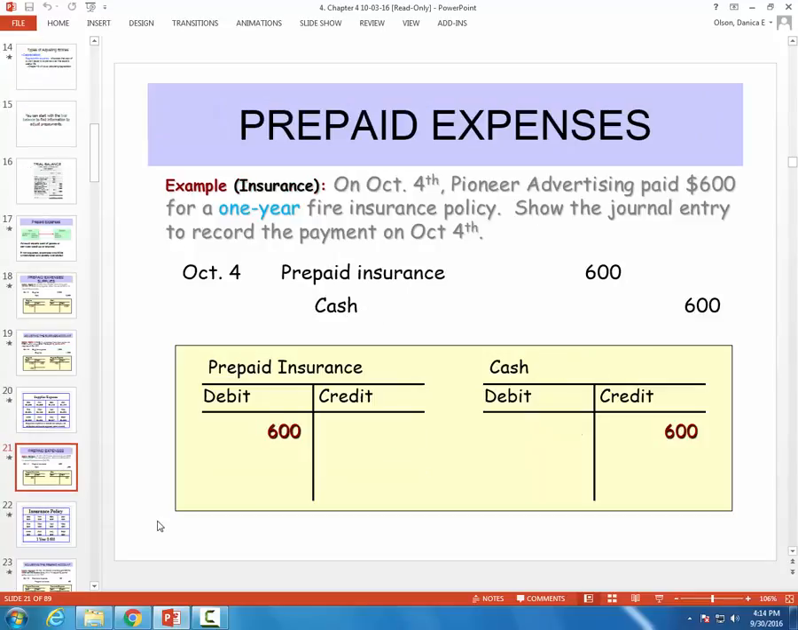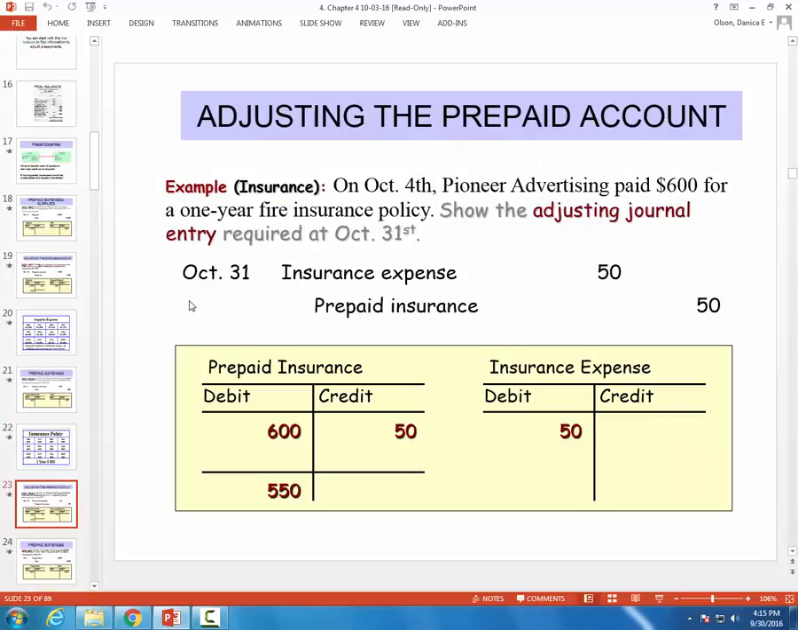At the beginning of October, the company purchases a 1-year fire insurance policy. When the company does this, the company debits prepaid insurance for $600 and credits cash for $600. At the end of October, you need to record 1 month of insurance that has been used up. To do this, you take $600 divided by 12 and get 50. The journal entry then is a debit to insurance expense for $50 and a credit to prepaid insurance.